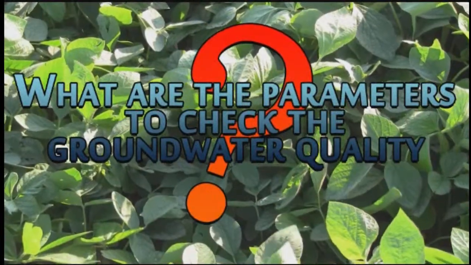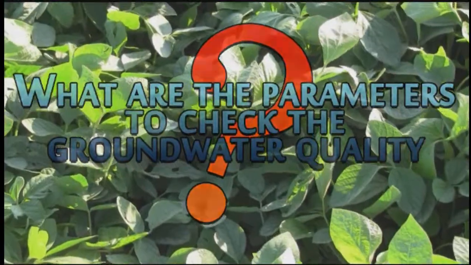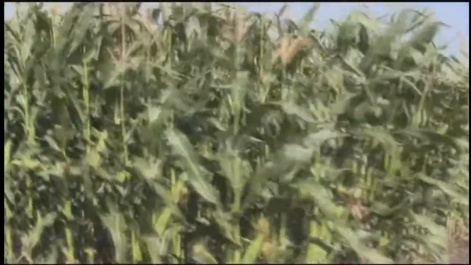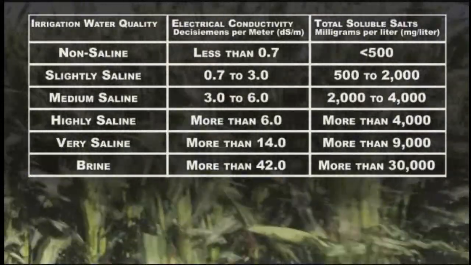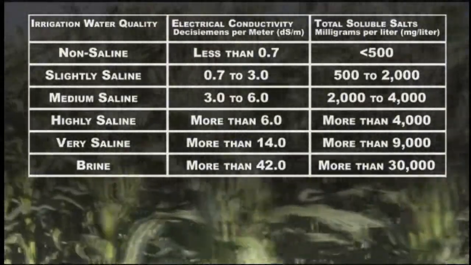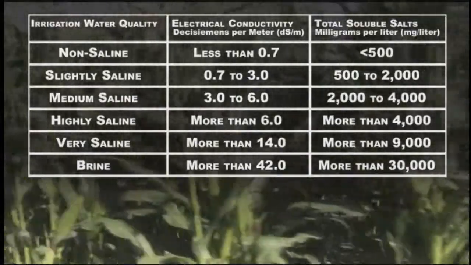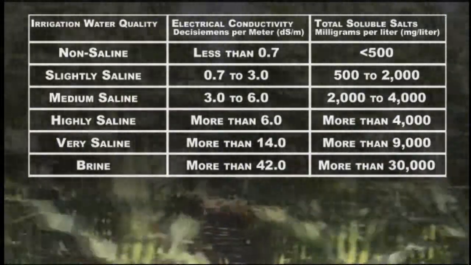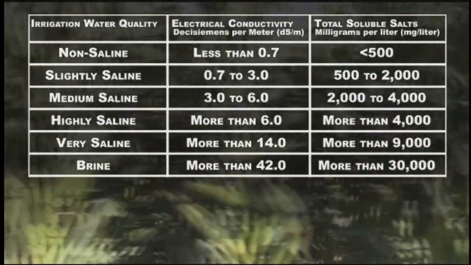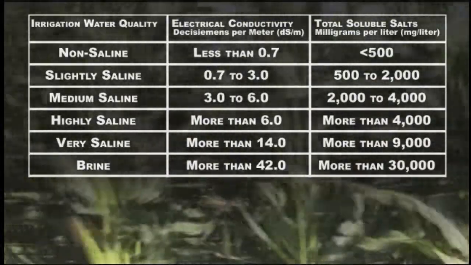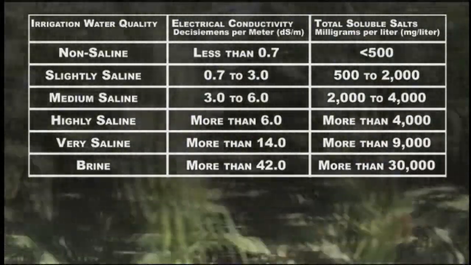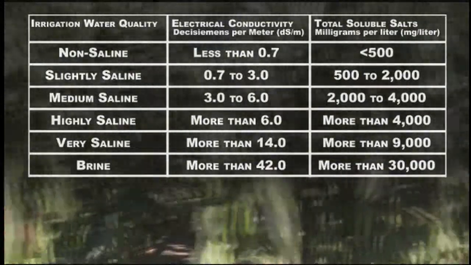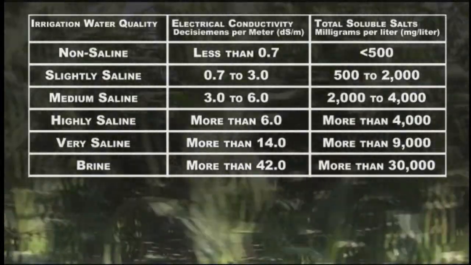What are the parameters to check the groundwater quality? There are different parameters to check the groundwater quality for different purposes. For crops, electrical conductivity is used to estimate the quantity of salts in the water. To test for excessive sodium, ratios of sodium to other soil ions, such as calcium and magnesium, are calculated, resulting in exchangeable sodium percentage or sodium adsorption ratio. Soil pH is also checked to confirm some potential sodium problems.